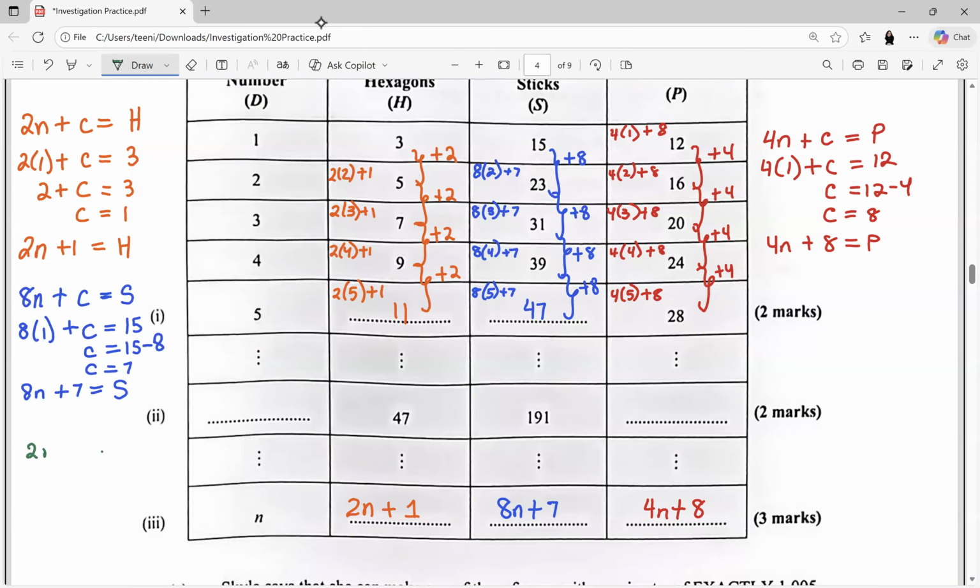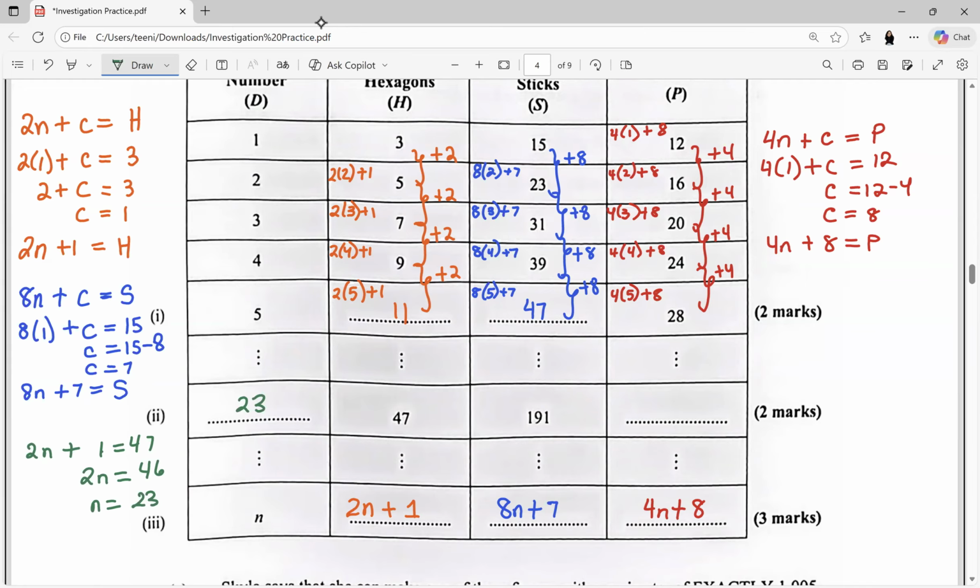So I say 2n plus 1 is equal to 47. I'm trying to solve for n, because we need to figure out the diagram number. So that would mean that 2n is equal to 47 take away 1, which is 46. And therefore, n is 46 divided by 2, which is 23. So in the 23rd diagram, when n is 23, the number of hexagons is 47.